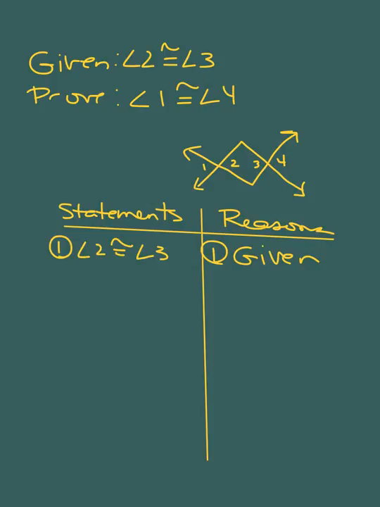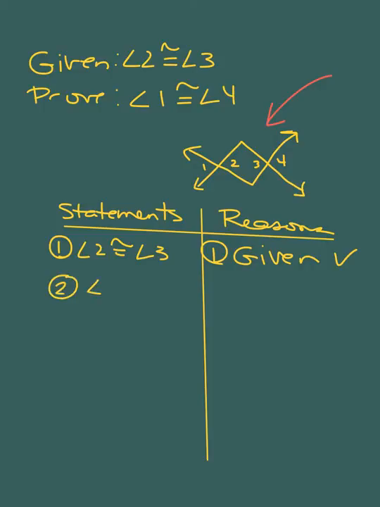Now I have my given statement written. There's not really too much else I can do with that, so now I have to go look at my diagram to see if there's anything I can do from there. From there, I notice I have some vertical angles. Angle 1 and 2 are vertical angles, and angle 3 and 4 are vertical angles, and we know that vertical angles are congruent. So that's going to be my next step.